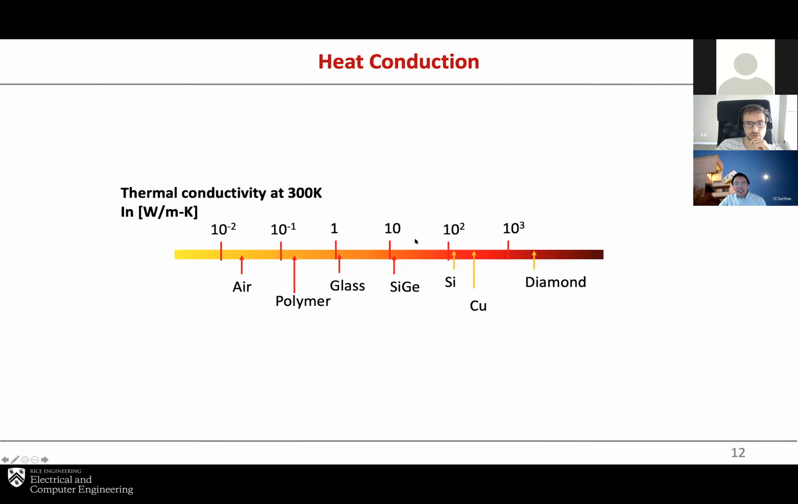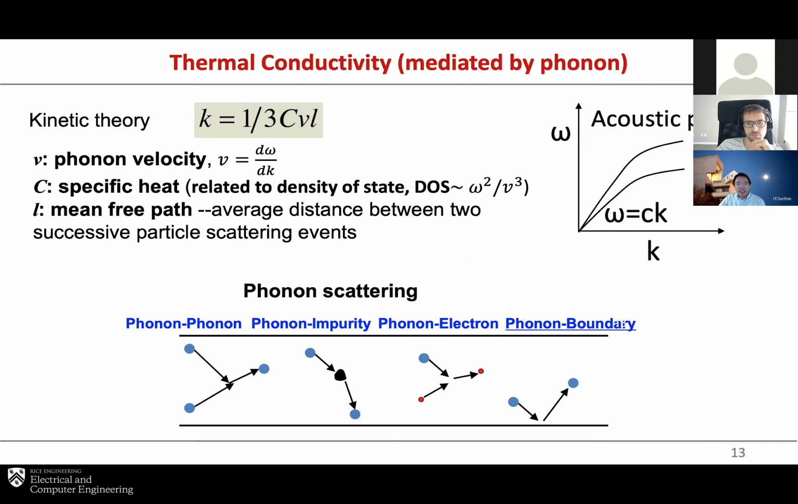And so if you look at heat conduction, typically we only talk about heat conduction mediated by phonon for thermal conductivity, and you have materials that have thermal conductivity spanning maybe 4 to 5 orders of magnitude. On the upper end is diamond, which has thermal conductivity on the order of 2,000 to 3,000 watts per meter Kelvin at room temperature. And on the lower end, you have polymer and air, which have thermal conductivity on the order of maybe 0.03 for air and 0.1 or 0.2 for polymer. And the reason for this difference in thermal conductivity is mainly determined again by the basic properties of phonon.